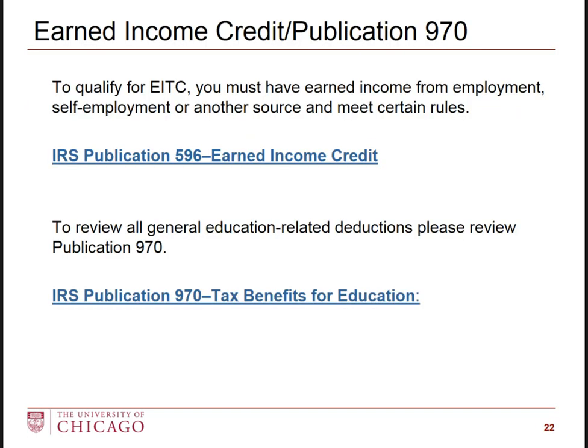A common deduction, if you choose to do so, is the Earned Income Credit. To qualify for the Earned Income Credit, you must have earned income from employment, self-employment, or another source. To determine if you qualify for an Earned Income Credit, you may utilize IRS Publication 596. Also, as a student, we recommend that you review all general education-related deductions that you may qualify for. These are all listed in IRS Publication 970, Tax Benefits for Education.